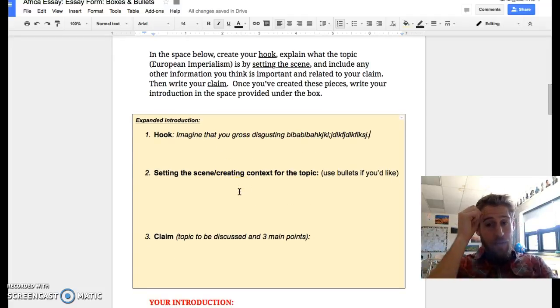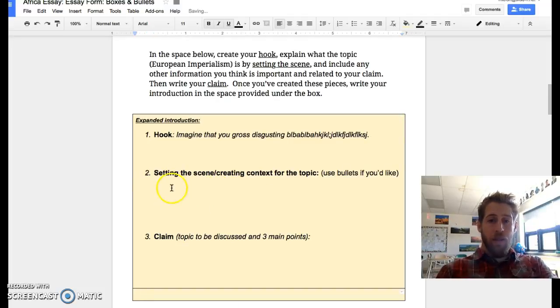Setting the scene, creating context for the topic. If you want to use bullets at this point, you can. I'm into writing things out myself. Whoa, where did that come from? Whatever. So here's where you're coming up with that setting the scene. For Columbus, this is where we had to say it's 1492. This guy is from Spain. He was born in Italy. Now he's coming to the New World, and he found these people. You need to tell the reader what the topic is. For us, it's European imperialism in Africa. If you go back to paper 94, you may have already figured this out, but you need to tell the reader what European imperialism is. There's your setting the scene.